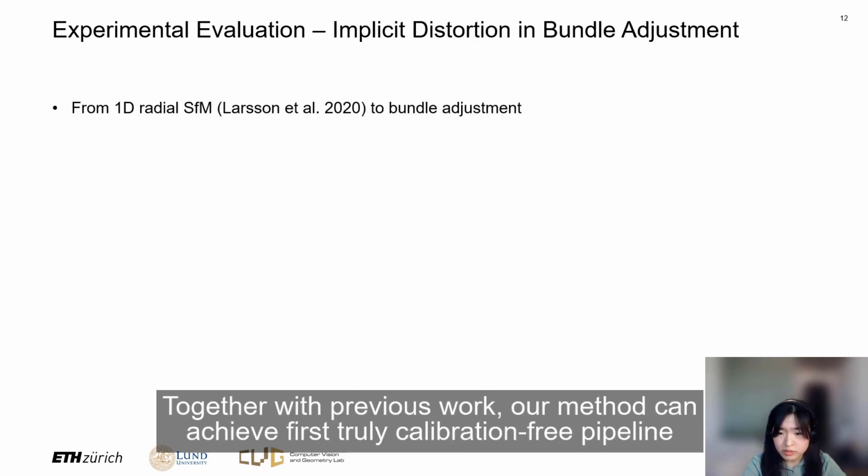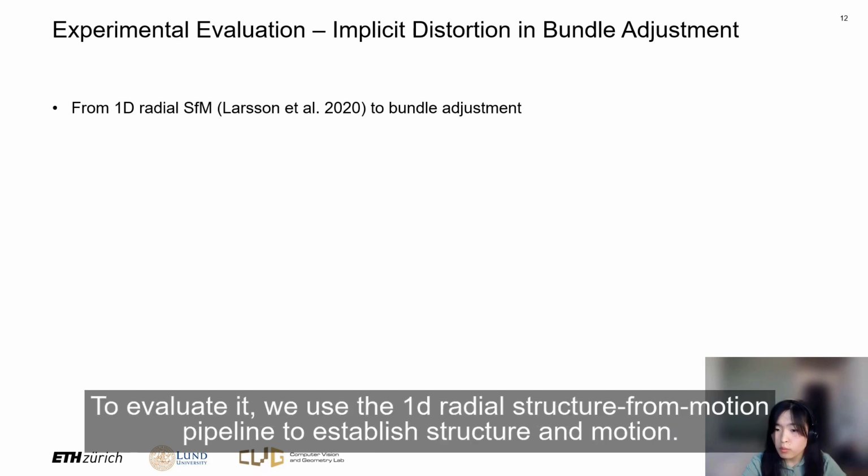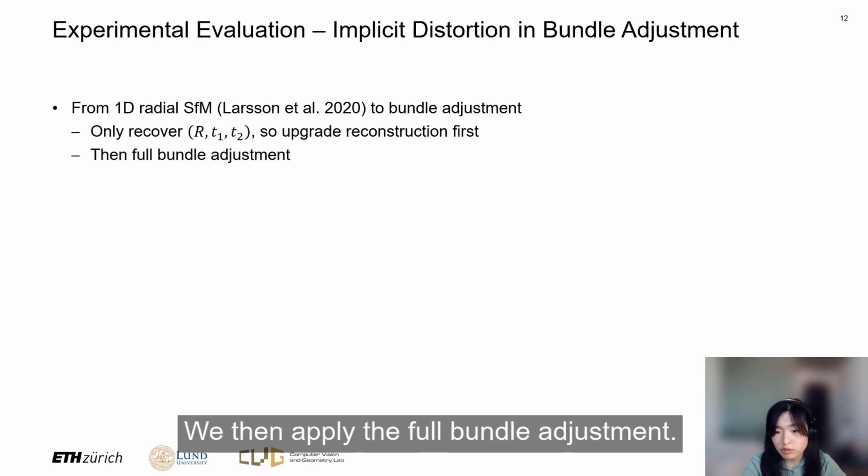Together with previous work, our method can achieve the first truly calibration-free pipeline for camera pose estimation and reconstruction. To evaluate it, we use the 1D radial structure-from-motion pipeline to establish structure and motion. Since the estimation is only up to forward translation, we upgrade the result. We then apply full bundle adjustment.